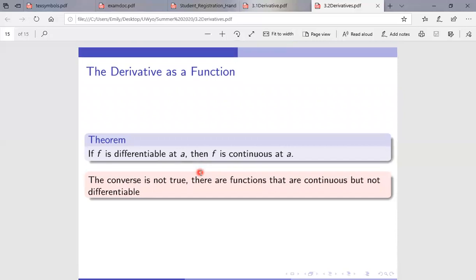But finally, we get to a theorem. If f, our function, is differentiable at a point A, then f is continuous at that point A. However, the converse is not true. There are functions that are continuous but not differentiable. Think about the function absolute value of x. We can't differentiate it at 0, but it's still continuous there. So that's a good example.